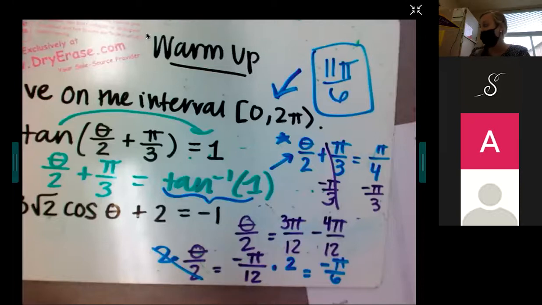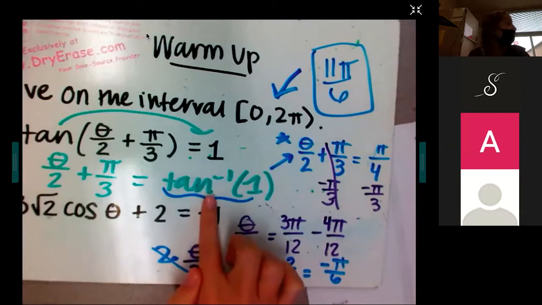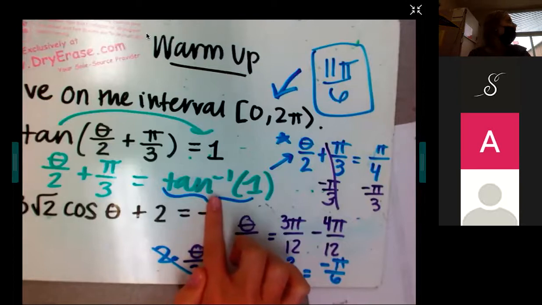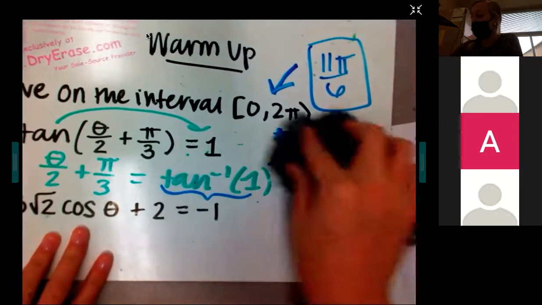Because you only use one. Wait, does it matter which one you use? It does. If you're taking the tangent inverse, it's an angle between negative pi over 2 and pi over 2. Yep. So you only want the one in quadrant 1. Let me show you what would happen though if you take the one in quadrant 3, because it's nothing bad.